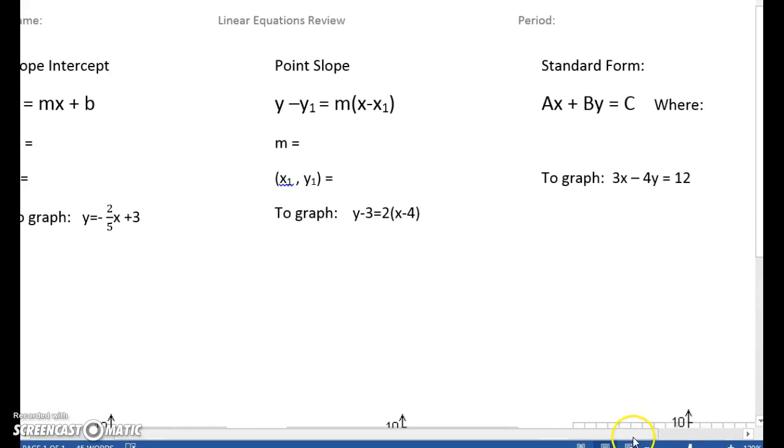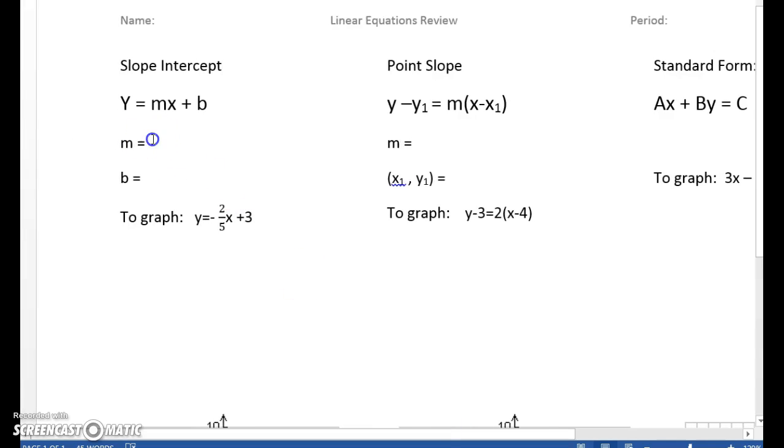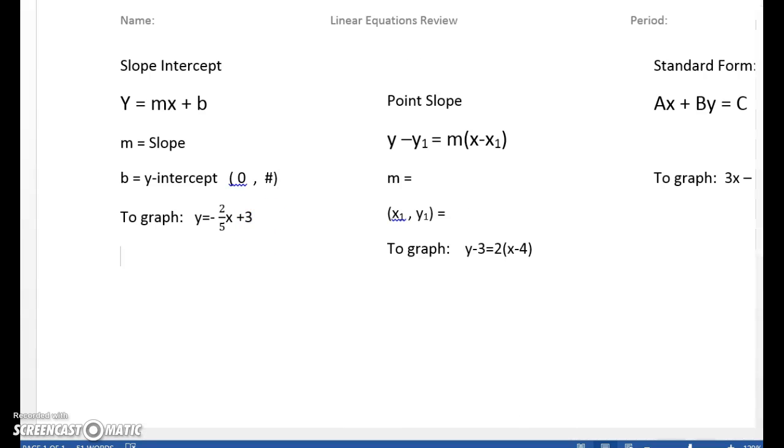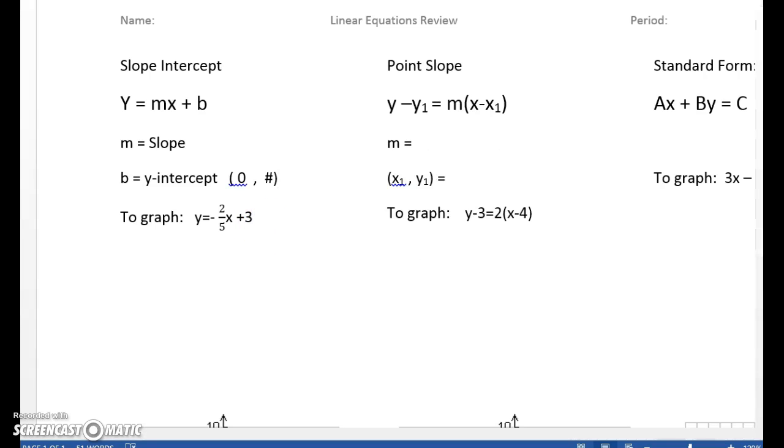presented here for us. So we'll start off with slope-intercept, where we know that m is our slope, b is our y-intercept. And we always express this y-intercept as 0 for our starting value for our x-coordinate, comma, and then whatever that b value was, so whatever that number was there. Okay, so here's how we would go about graphing this type of equation anytime we have slope-intercept.